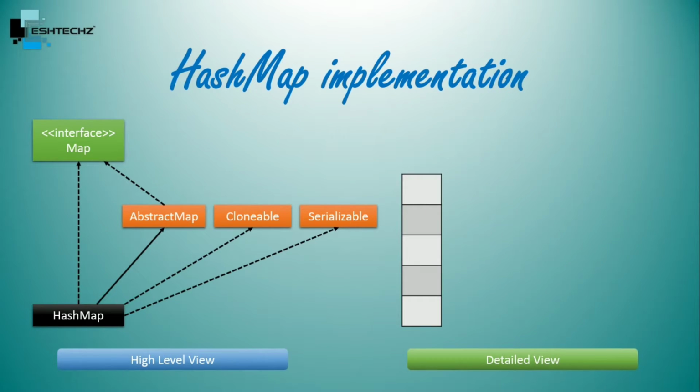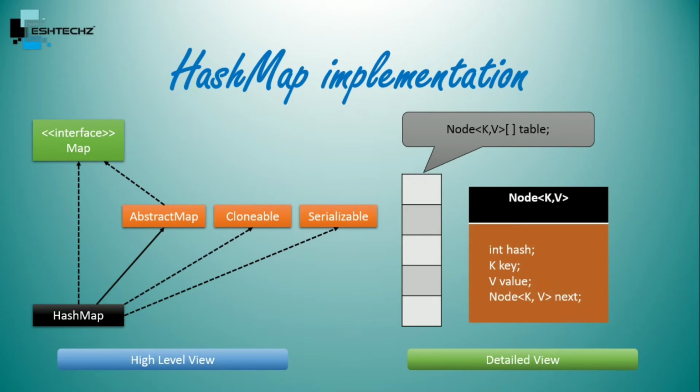So HashMap is an associative array of nodes. Now let's dig deep into what a node is. So a node contains hash, key, value, and a pointer to the next node. Now if you remember, when we talk about a next node pointer, we are talking about a linked list. So yes, HashMap uses a linked list to store values.